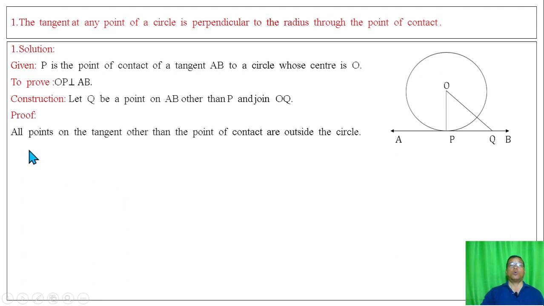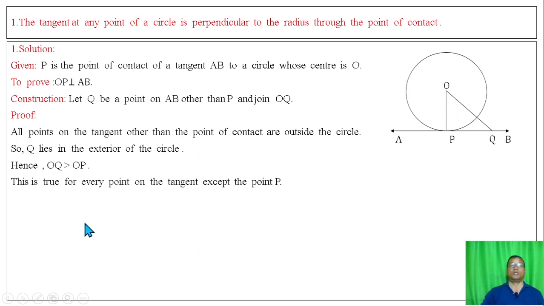Proof. All points on the tangent other than the point of contact are outside the circle. So Q lies in the exterior of the circle. Hence the length of OQ is greater than the length of OP. This is true for every point on the tangent except the point P.